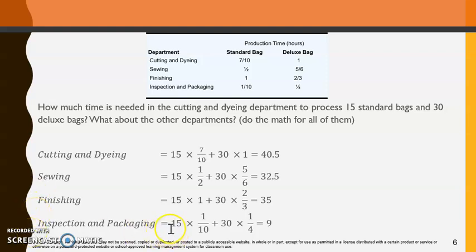For example, for the packaging part, we have 15 standard bags. Each standard bag needs 1/10 hours, and each deluxe bag demands 1/4 hours. So 15 times 1/10 plus 30 times 1/4 is equal to 9. So we need 9 hours to produce that number of standard bags and deluxe bags in inspection and packaging.